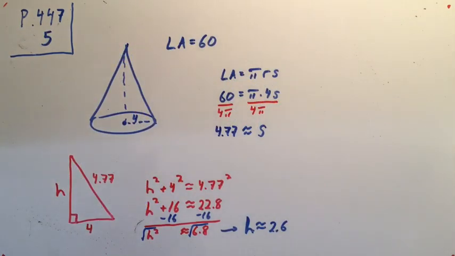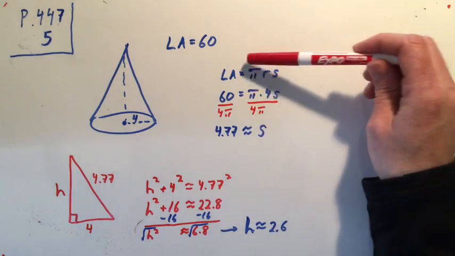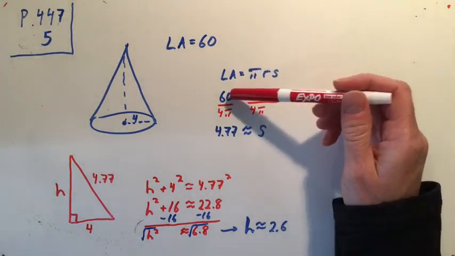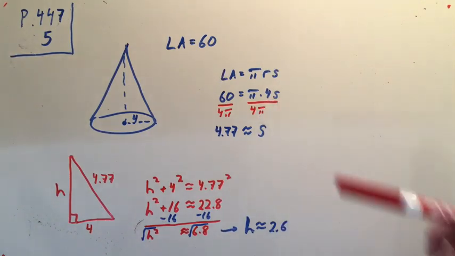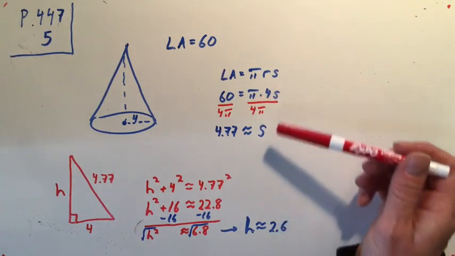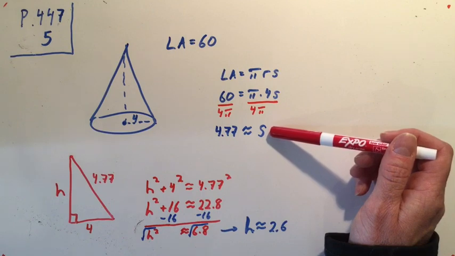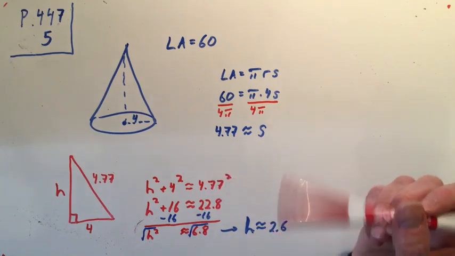Okay, for problem number 5, they only give us the lateral area and the radius, and they ask us to find the height and the slant height. So we use the formula for lateral area, which is pi r slant height, and we put in 60 for our lateral area, 4 for our radius, and then we use our number sense and algebra skills, dividing both sides by 4 pi to figure out that slant height is 4.77, and we still have some work to do.